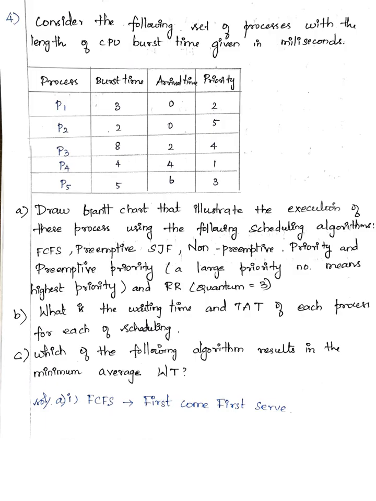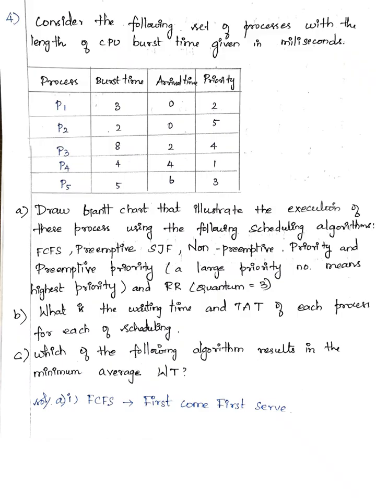First, we have a question. Consider the following set of processes with the length of CPU burst time given in milliseconds. We have the process, burst time, arrival time, and priority. So, this is the question. They are asking us to draw a Gantt chart that illustrates the execution of these processes using these scheduling algorithms: FCFS, preemptive SJF, non-preemptive priority, and preemptive priority. These are the things I have been asked.